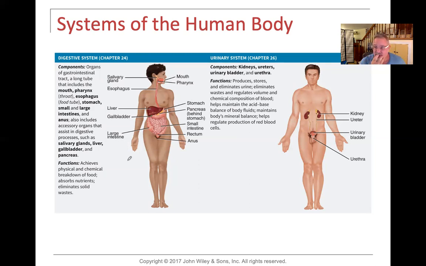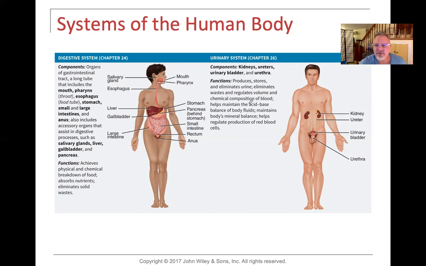Whatever's not fully broken down in the mouth is going to take place in the stomach, it's going to take place in the intestines and the liver, the gallbladder, the pancreas. Those accessory organs are going to help to break down the carbohydrates, the proteins, and the fats.